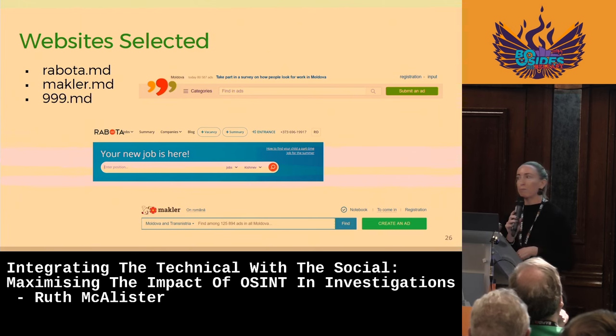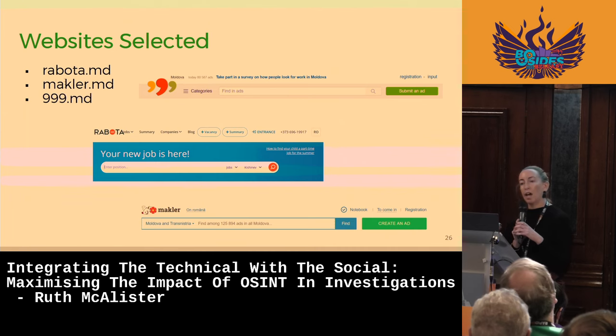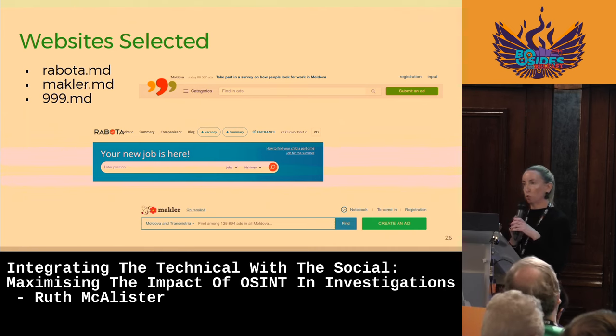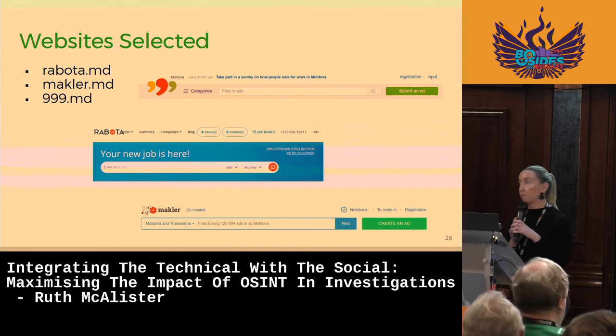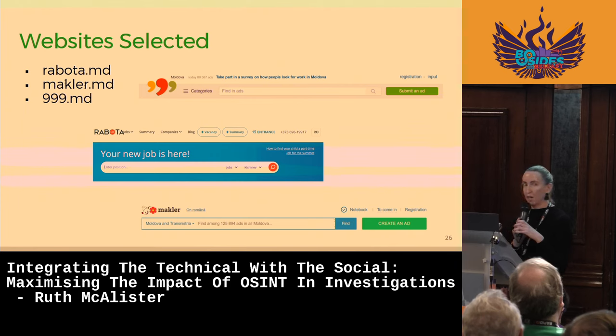Within the Ukraine situation, I took this work much further than the Romania one. Like I said, working in Moldova, in particular I looked at recruitment. There are three websites that are particularly prone to posting suspicious adverts, let's just say: Robota.md, Makler.md, and 999.md. So through that, I thought, right, let's scrape the websites, identify and analyze the data, and see who's actually posting on these websites.